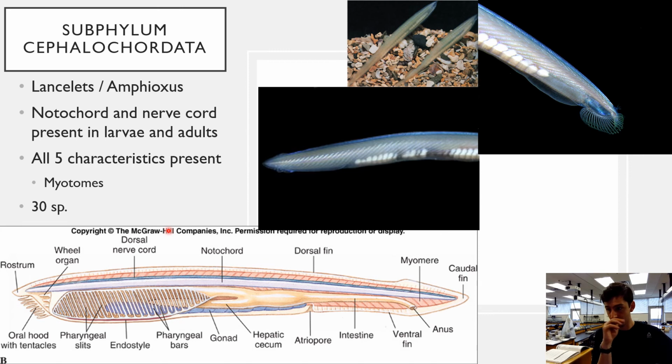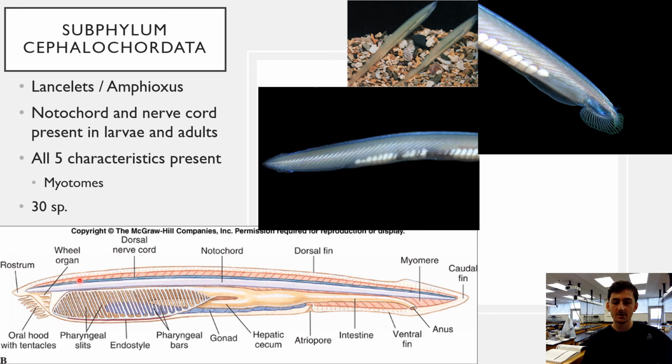And so these split off from the rest of the chordates, from Urochordata and Chordata, roughly 600 million years ago. So this is an extremely primitive group, very, very derived. But it has all those 5 characteristics of a chordate present in both the larval and adult stages. So Urochordata, it's only found in the larval stages. Cephalochordata, it's found in both larvae and adults. And then the next subphylum, Vertebrata, you should be a little bit more familiar with already.